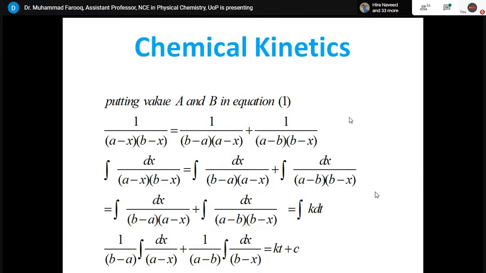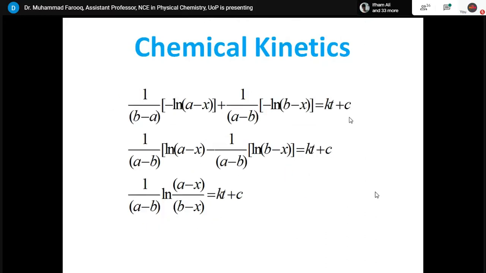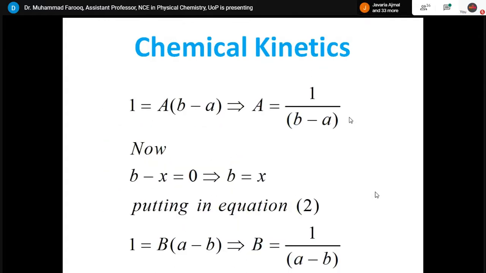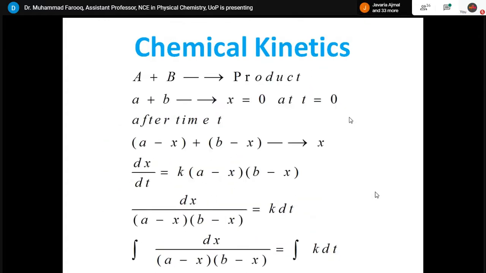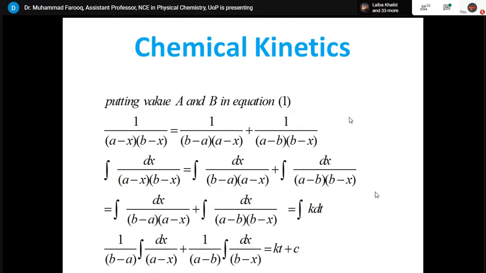You can see dx divided by (a minus x)(b minus x) is equal to this one. Now you can see dx divided by (a minus x)(b minus x) integration, already we have this one is equal to k dt. You can see integration dx divided by (a minus x) into (b minus x) equal to integration k dt. So I put the value integration k dt here. Instead of dx divided by (a minus x) into (b minus x), I put integration k dt. Is clear or not?